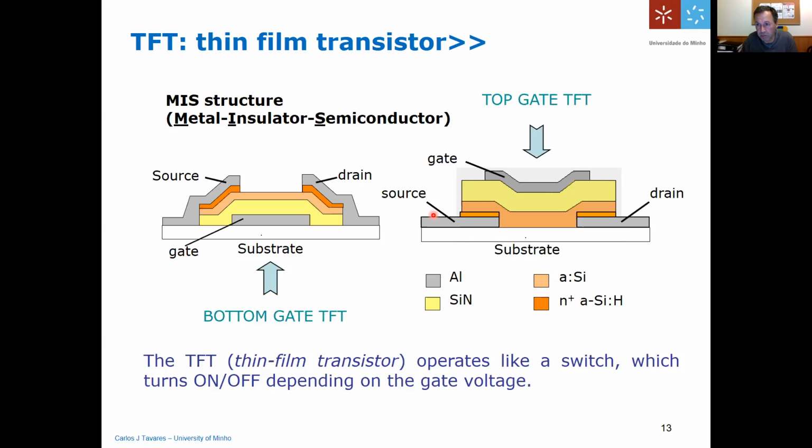If, for example, you have a mobile phone or a laptop computer, then the monitor should in most cases be a TFT. The newest, most expensive ones can be OLED. But TFT is an abbreviation for thin film transistor. It operates like a switch, which turns on and off depending on the gate voltage that you saw on the previous schematic. So you can have TFTs which are bottom gate or top gate.